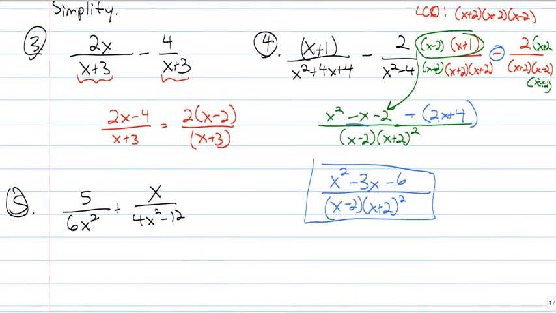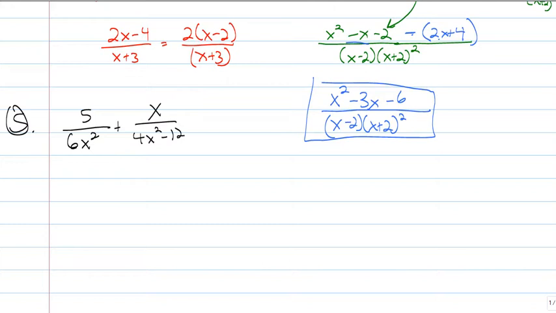Again, the keys: factor, look at your GCF. So for example, this one here, if I factor this, I have a 5 over, well, this one is kind of factored already. And I have a 4 times x squared minus 3, which is not factorable. So we have to look at this and go, well, what do I need on the bottom for my LCD?